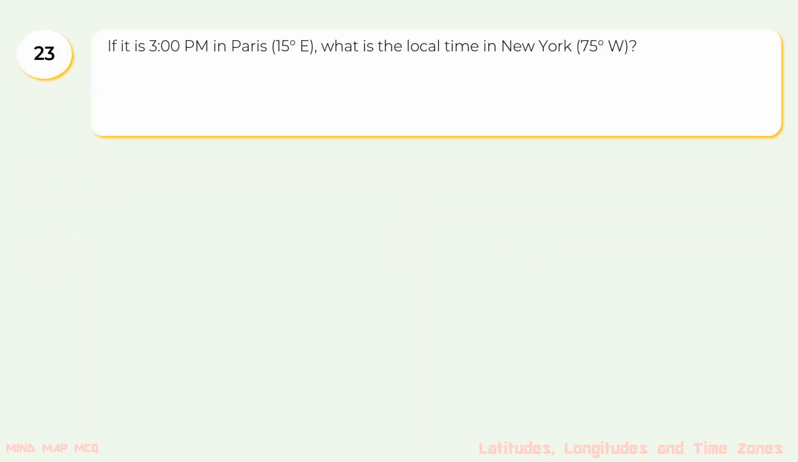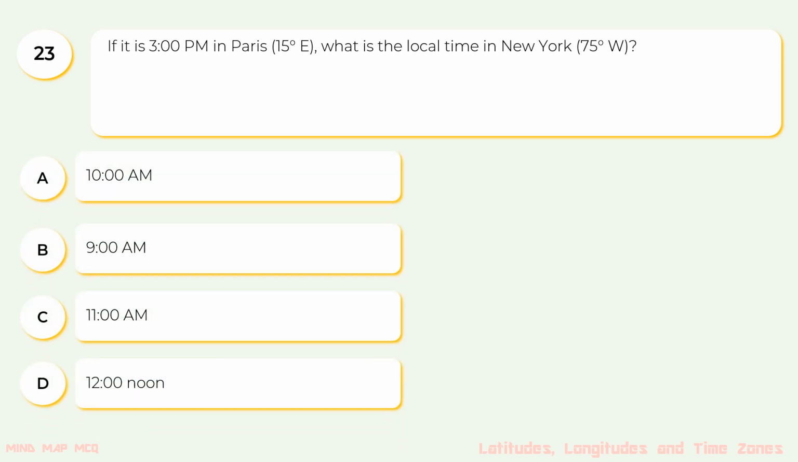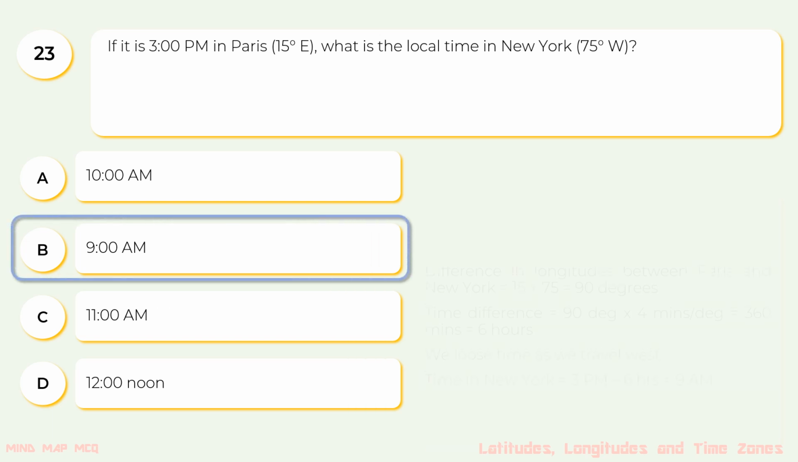23. If it is 3 p.m. in Paris, which is at 15 degree east longitude, what is the local time in New York, which is at 75 degree west longitude? The options are A 10 a.m., B 9 a.m., C 11 a.m. or D 12 noon. The correct option is B 9 a.m.